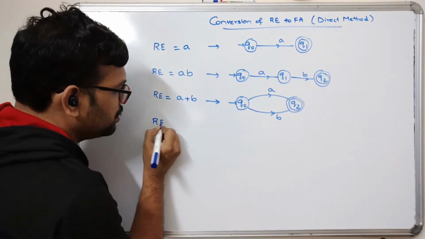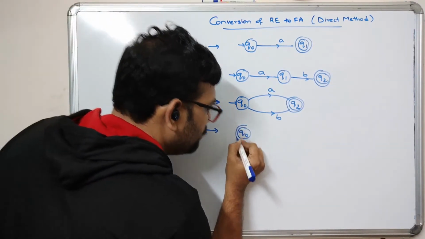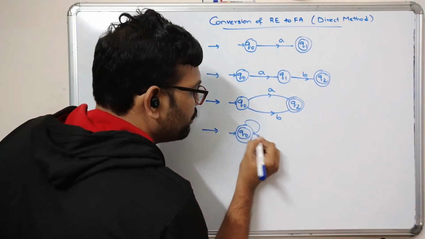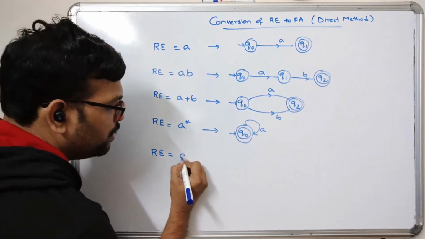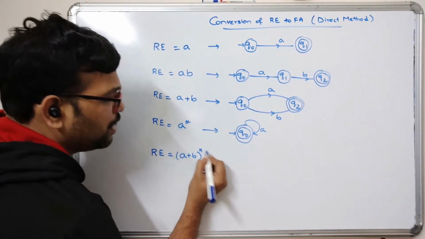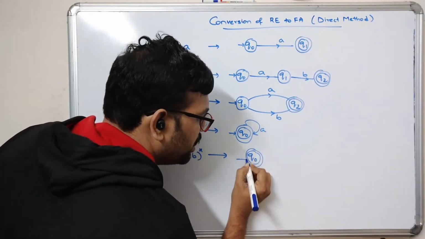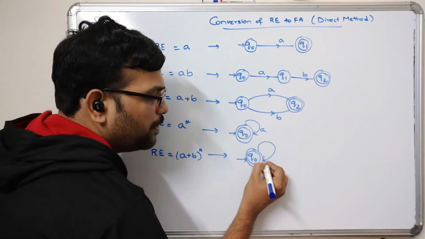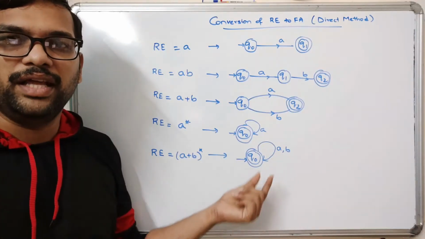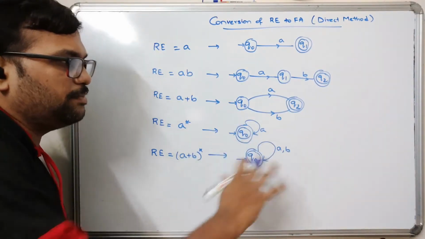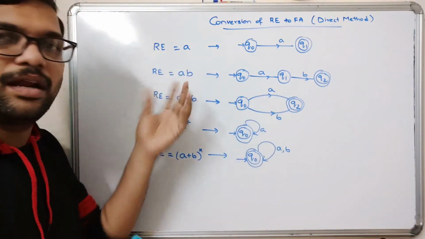And coming to the closure, that is A star. We can write it as Q naught, which is both the final state and the initial state, with a self transition on A, that is n number of A's. And if you observe, RE equal to (A plus B) star can be represented the same way. Q naught is the initial state and final state, and there are two self transitions, one for each symbol. Either it may be A or B, it will remain in the same state. So these are the very basic finite automata for the basic regular expressions.